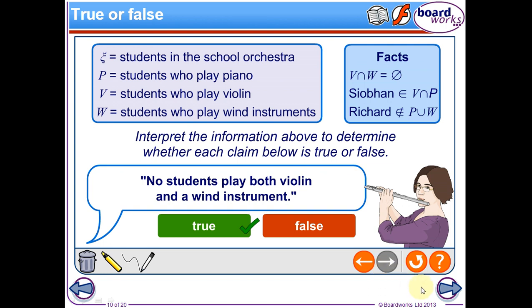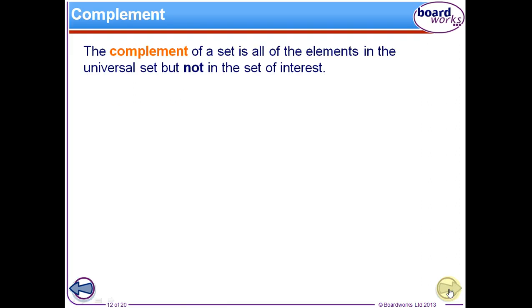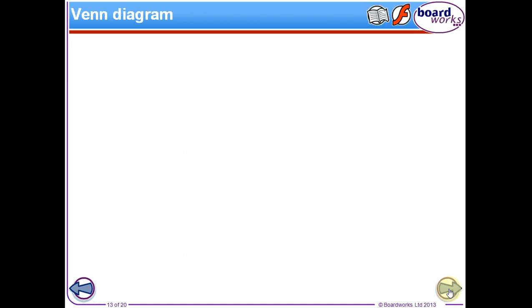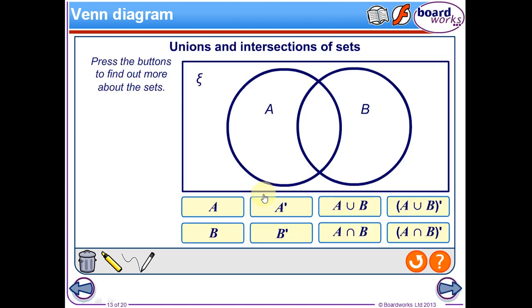At this stage, let's quickly run through set relationships. The complement of a set is all of the elements in the universal set but not in the set of interest. So our Venn diagrams are useful too. Before I teach you how to use set notation to describe regions represented in a Venn diagram, let's quickly run through this now.